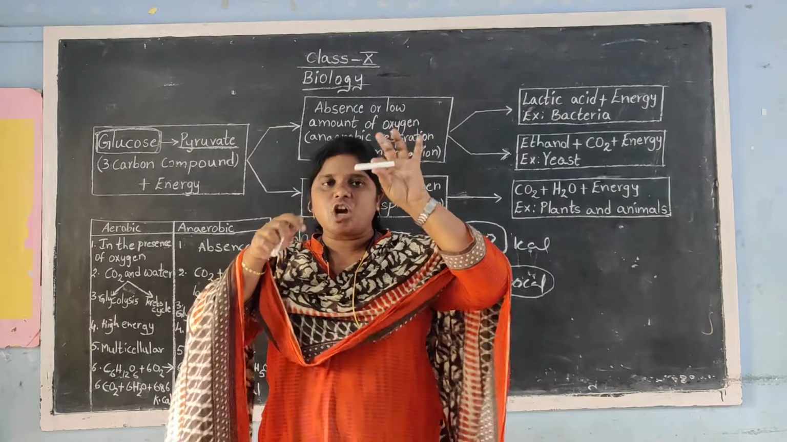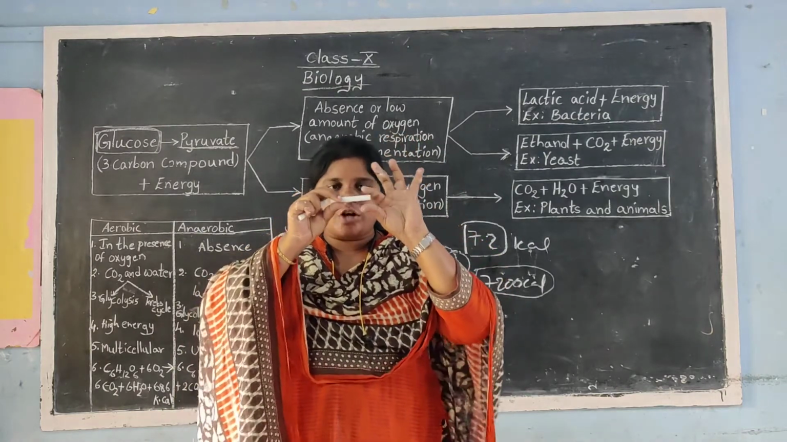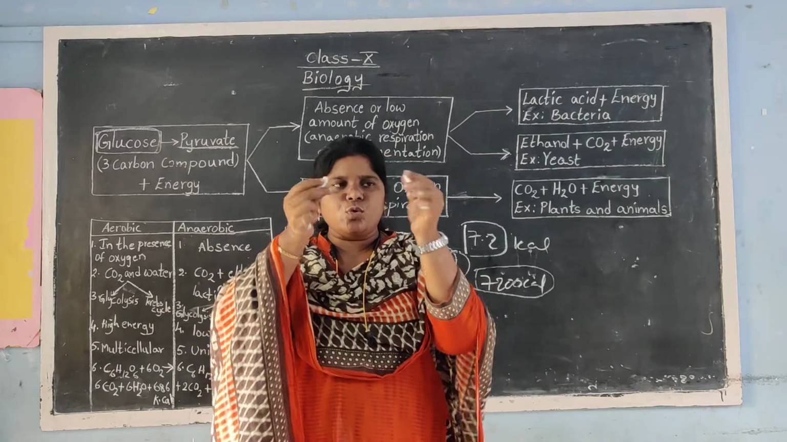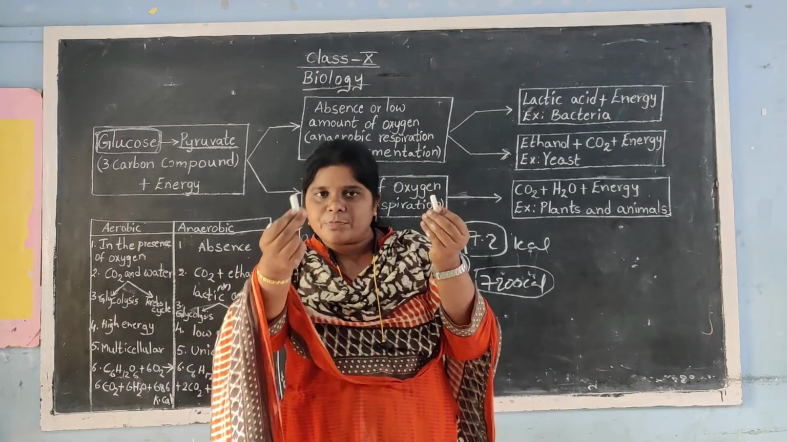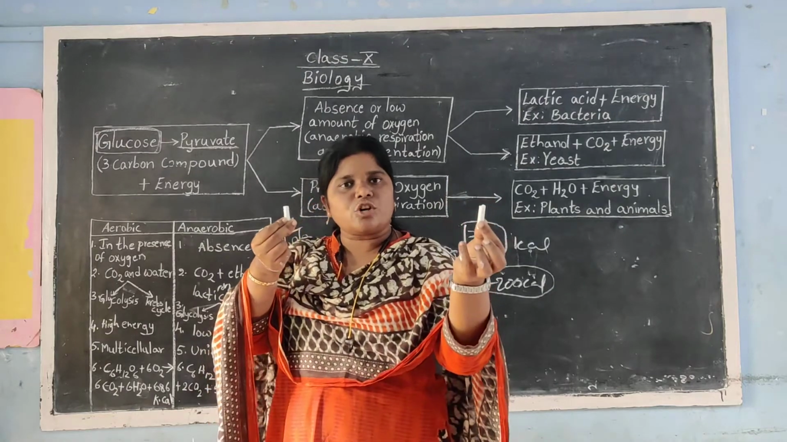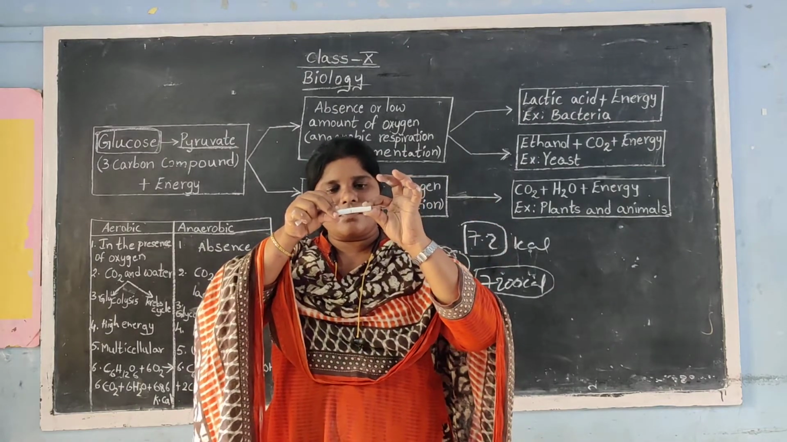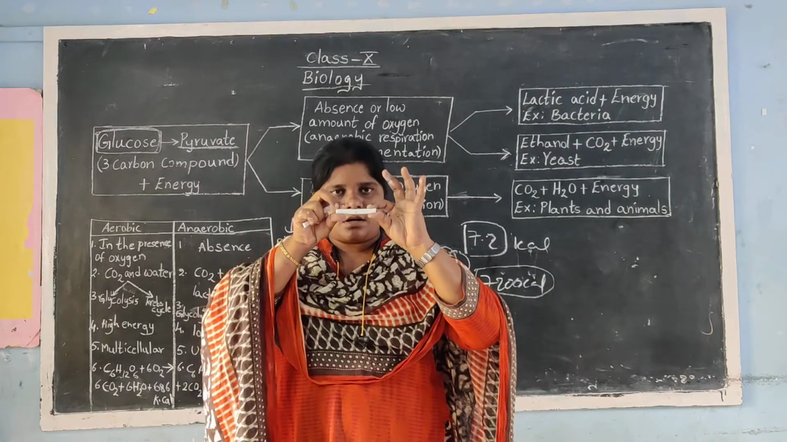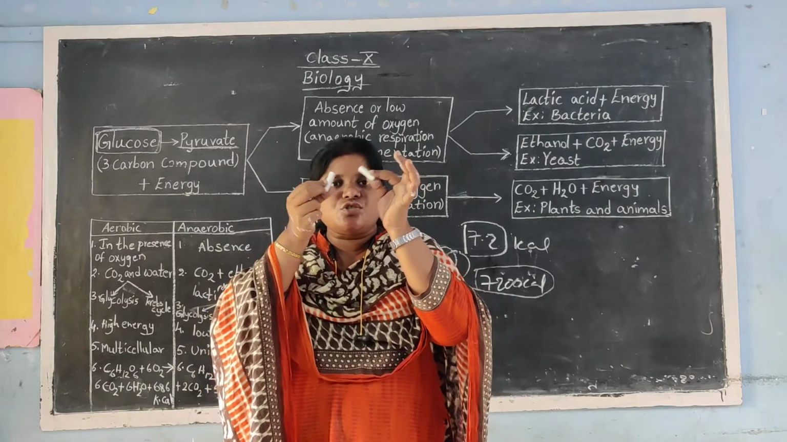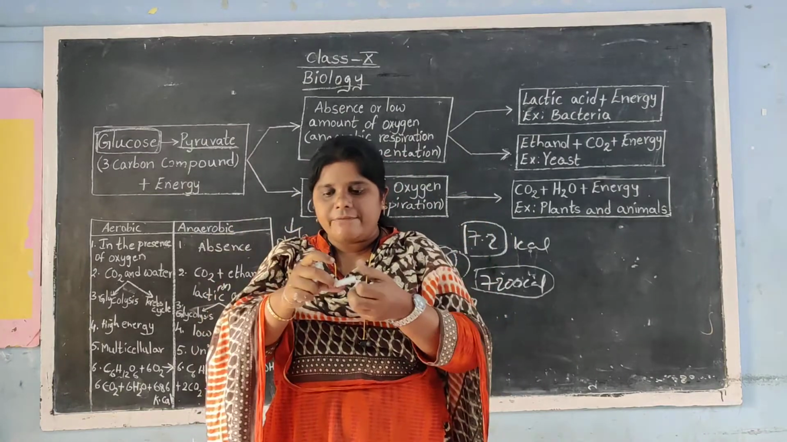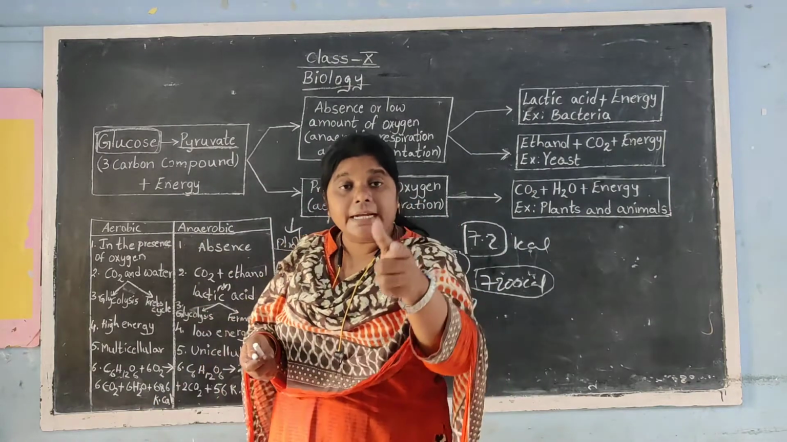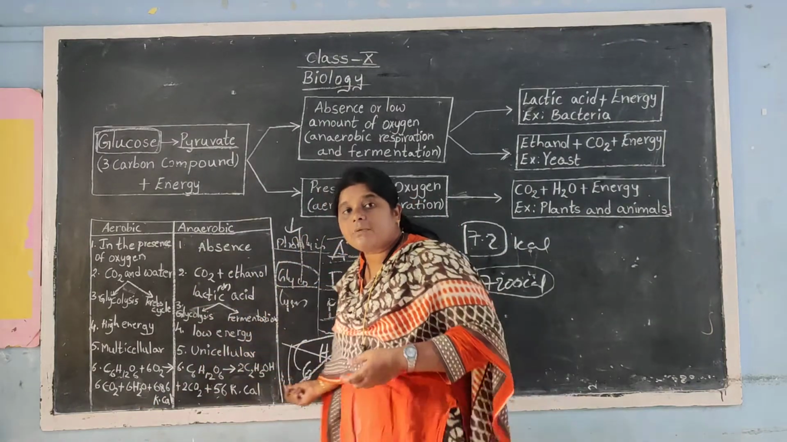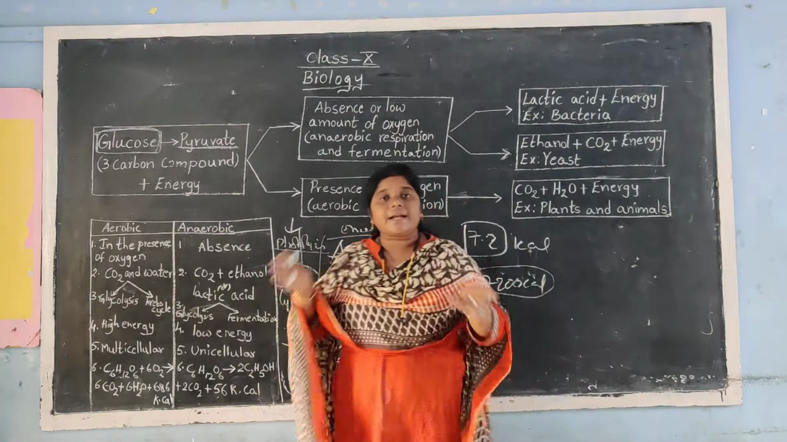Now see, this is a chalk piece. Now I am breaking this into 2 equal pieces. This is a small chalk piece now. This is also a small chalk piece. If we combine them, this is a very long chalk. Now I am converting this into pieces. Like that, here also, this 6 carbon compound glucose is broken down.